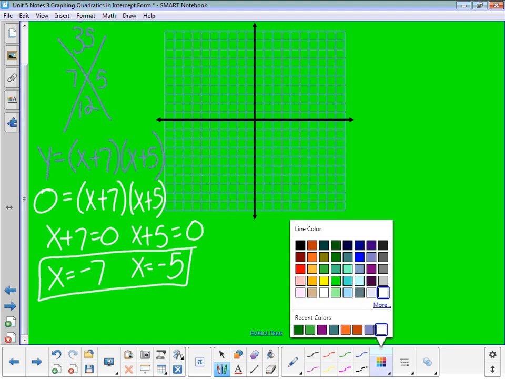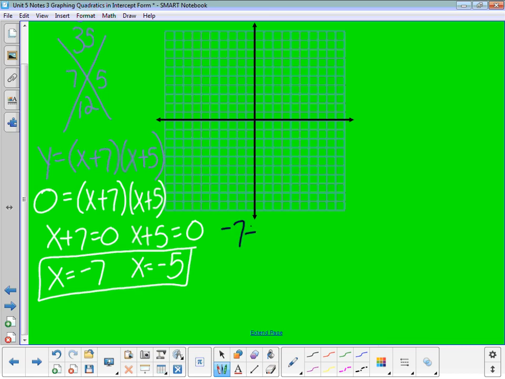So now I have to figure out my vertex. I'm going to start by taking the average. So when I do the average, I'm going to have negative 7 plus negative 5 divided by 2. Negative 12 divided by 2 is negative 6. So that's the x-coordinate of my vertex.